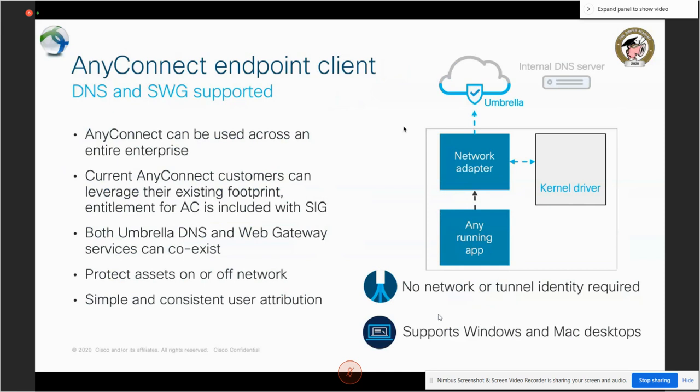So this is where we're looking at the AnyConnect endpoint client for DNS and utilizing that for DNS that we'll be discussing. And we're also able to leverage that for the secure web gateway that Ken talked to earlier. So you can utilize both Umbrella DNS and web gateway services, and they can coexist. So there's no issues there from that standpoint.